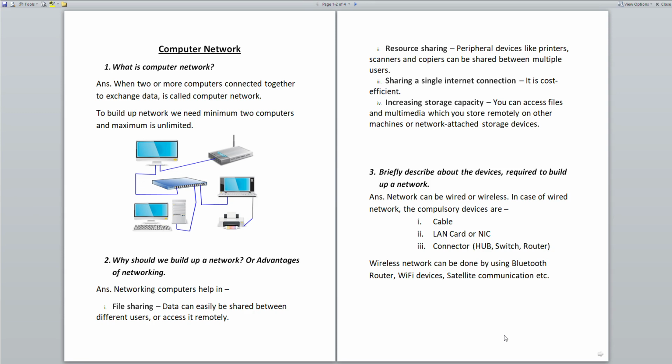This is not only the printer, this might be a scanner, this could be even a CD-ROM. I hope you have understood this one.